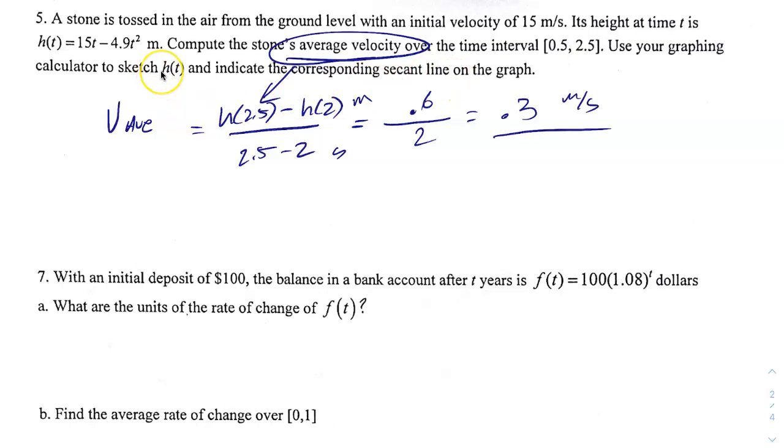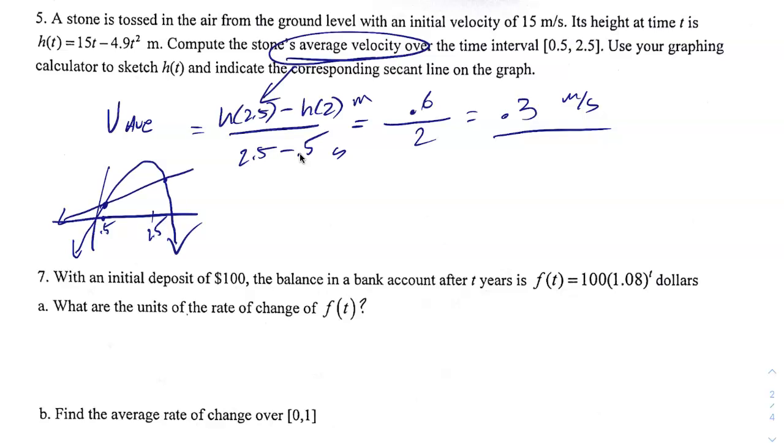Then they want us to graph this on our calculator. So if we graph this on our calculator, we get a graph that looks kind of like this. And they want the secant line right here. This is wrong, by the way. I did the math in my head. There we go. So 0.5 is over here, 2.5 is over here somewhere, and they want the secant line through these points. And there we go. That's the idea. Now that's not to scale, but that's the general idea of what's going on here, right? We're finding the slope of the secant line right there.